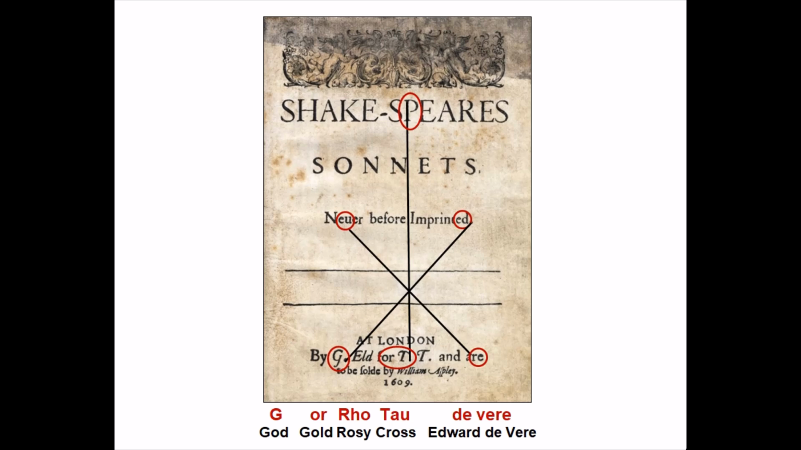Altogether, the lines of the Chi symbol point to letters spelling G, rho tau, de Vere, the message being that the sonnets are by God, the Gold and Rosy Cross, and Edward de Vere. It's a message in three parts, and we find it on the cover three times.